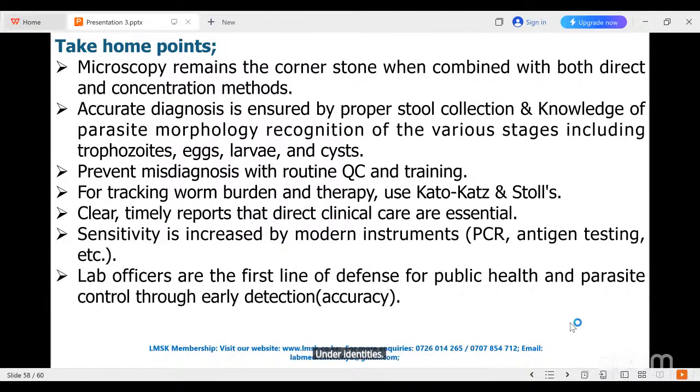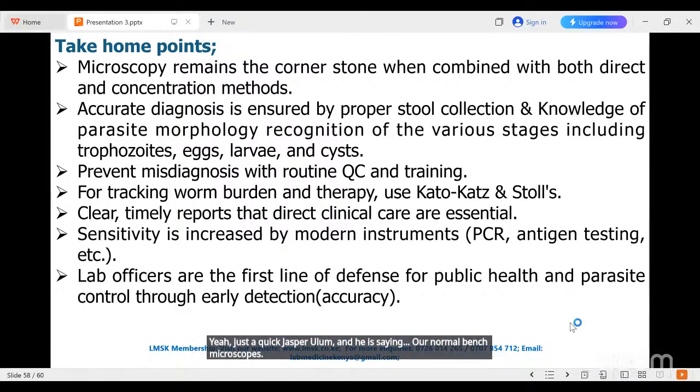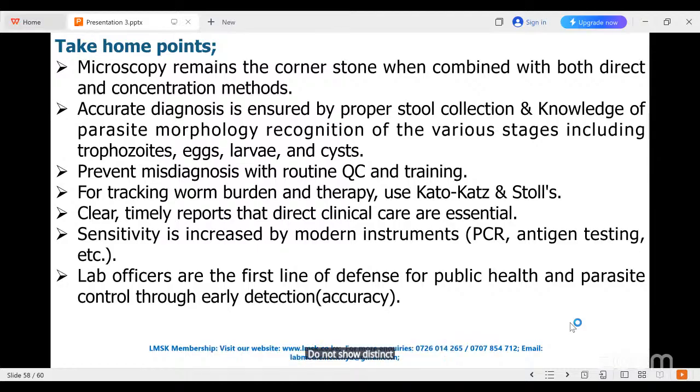Ada, I missed your question. Yes, a question from Jasper Olum, and he is saying our normal bench microscopes do not show distinct bodies like axonema, nuclei, and the rest of the identities. Is there any difference in motility between Giardia lamblia and flagellates?